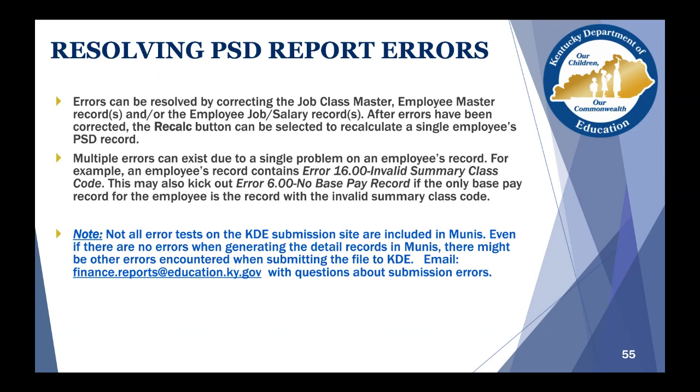Multiple errors can exist to a single problem on an employee's record. For example, an employee record contains error 16. This may kick error 6, and so on. You can get one error, one thing to correct, but that one error may domino. It may just keep falling over, so you may see 5 or 6 errors for one employee, but actually correcting one thing may correct all of them.